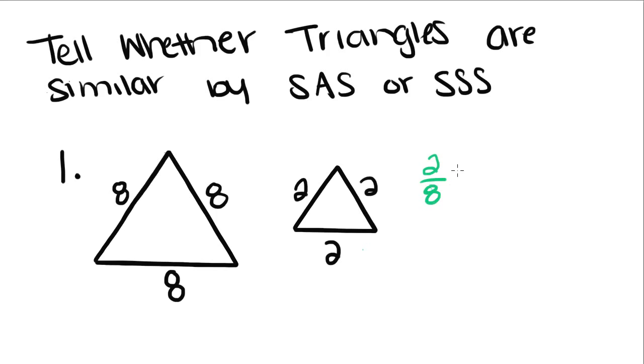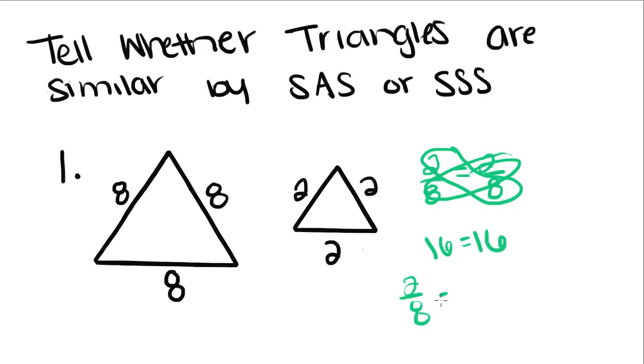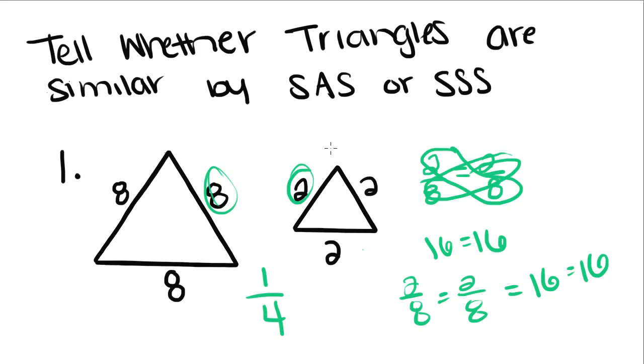So 2 over 8 is equal to 2 over 8. And if we cross multiply, you get 16 equals 16. So yes, those are in proportion. And since the other ones are also 2 over 8, we know that each one of these sides is in proportion with this side. And if you want to know what the ratio is, it's 1/4, because this side is 1/4 of this side.